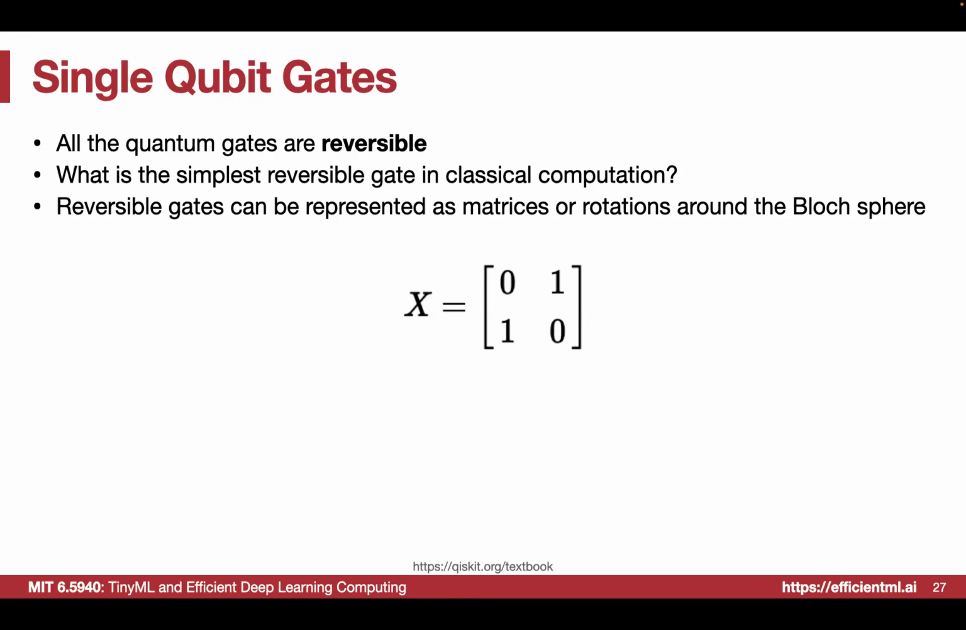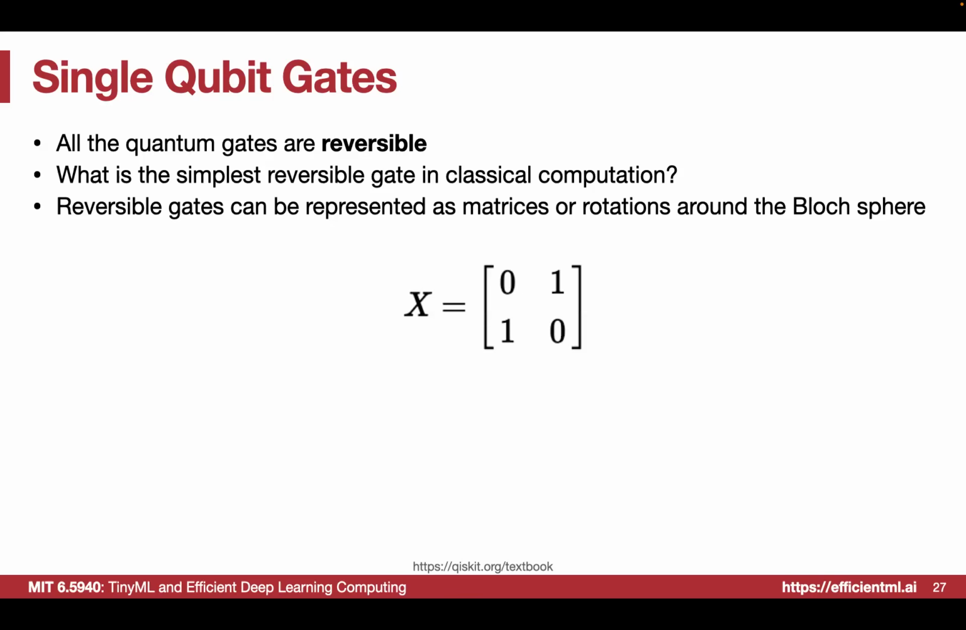Very close, very close. Yeah, the NOT gate is definitely very simple. But another gate is identity, right? We do nothing. We just have the identity gate, and then given the output, we can know what the input is because it is the same, right? So that's the simplest reversible gate in classical computation.